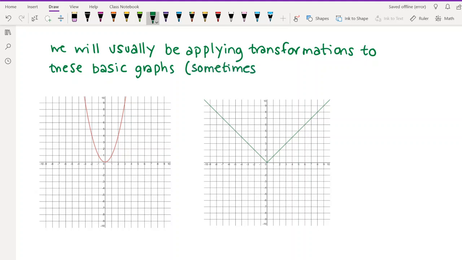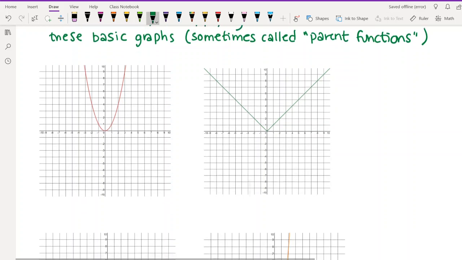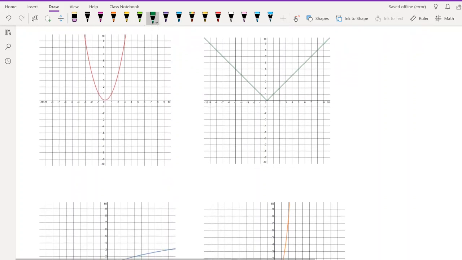I think the idea is that if you have an original graph and then you make some changes to it, you have the parent function, and then the new function is like the child function. I don't know. I don't really like to call them that, but I'll write it here because you might see it come up somewhere else. So what are the most important ones that we'll be using?